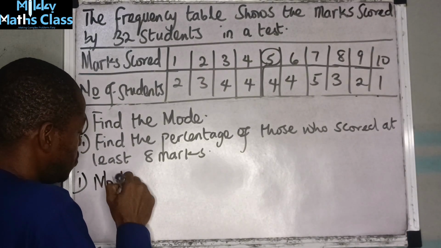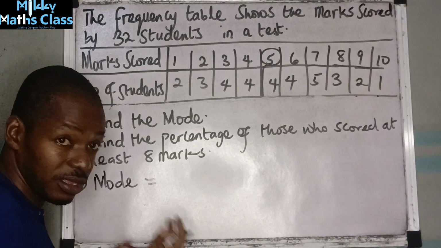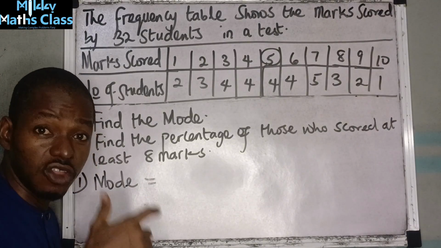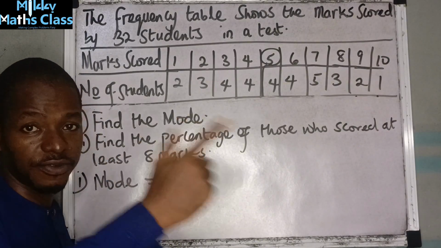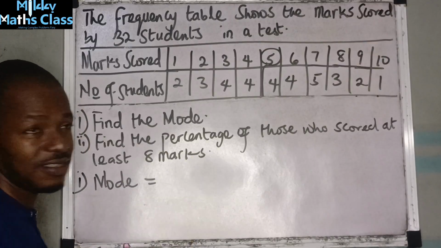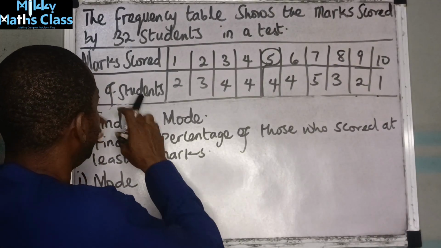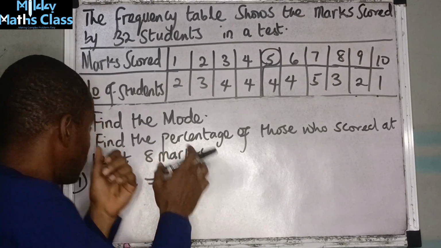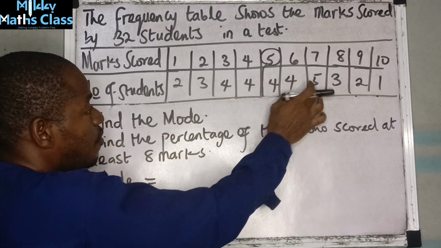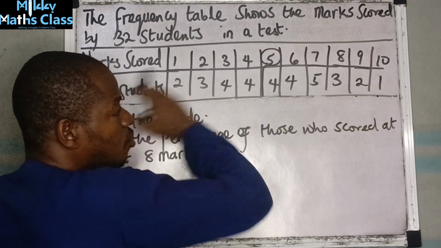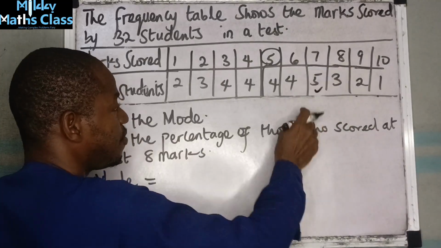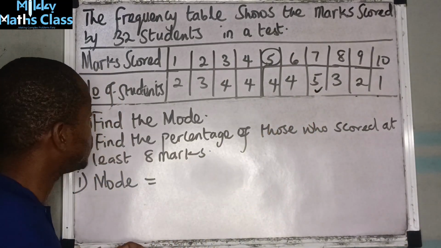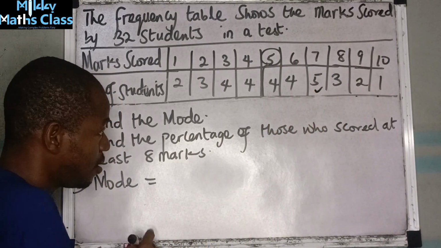Now, the mode is the number that occurs most in a distribution, or the number that has the highest frequency. That's the mode. So very easy. Let's identify. Look at the frequency. That's the number of students. Which one is the biggest? 2, 3, 4, 5, 4, 4, 4, 5, 3, 2, 1. So the biggest number here is 5. Now, the frequency, the modal mark.